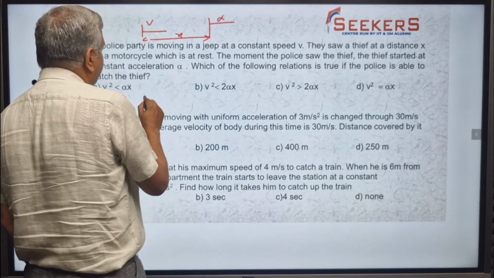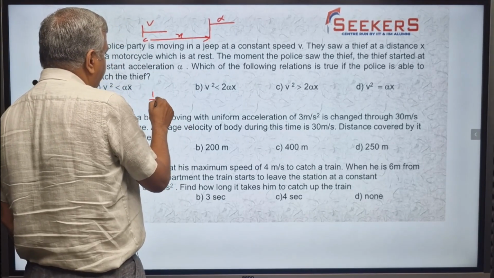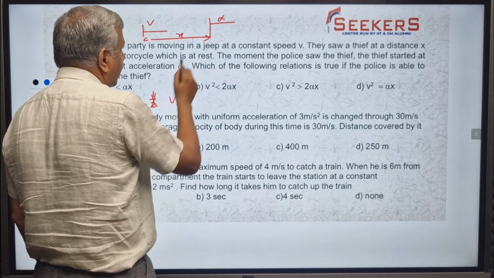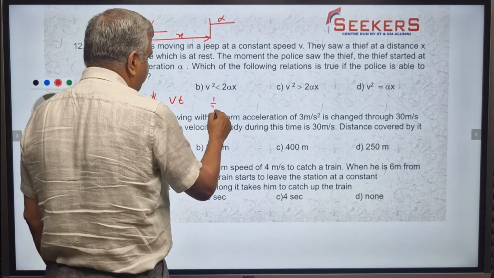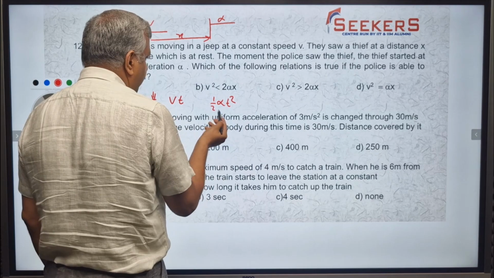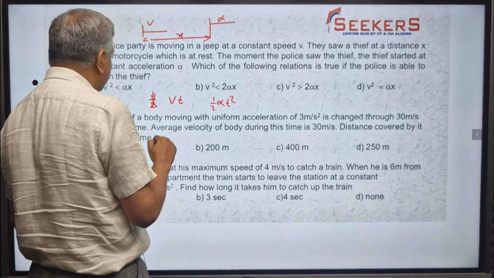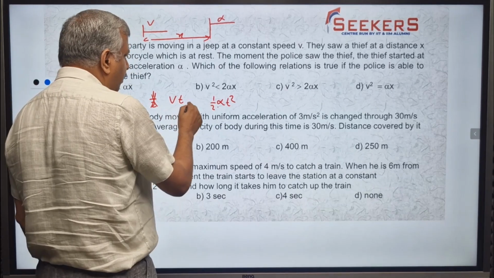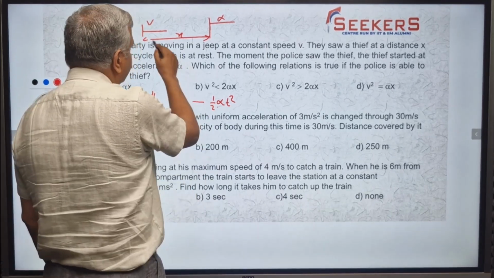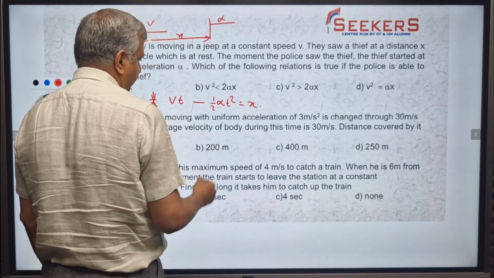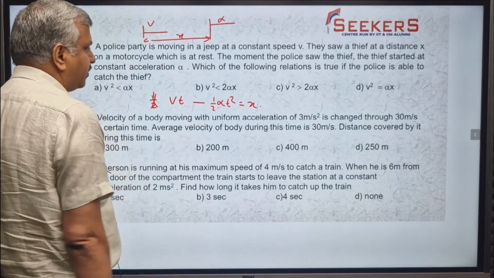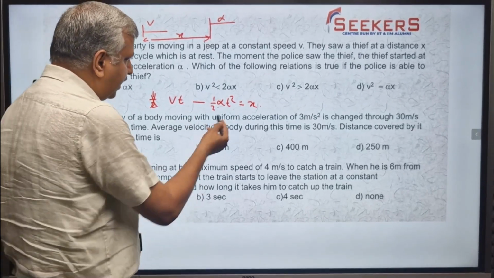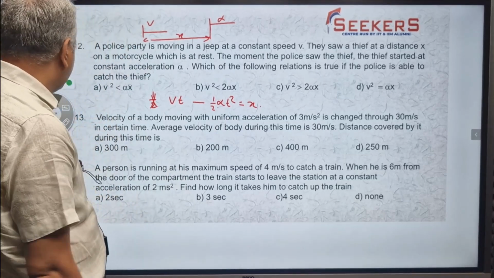So the distance traveled by the police would be simply v into t, because he is moving at constant speed, while the distance traveled by the thief would be half alpha t squared. Now when will the police be able to catch the thief? If the gap between these two distances is equal to x, so if vt minus half alpha t squared is equal to x, or greater than x, they will meet.